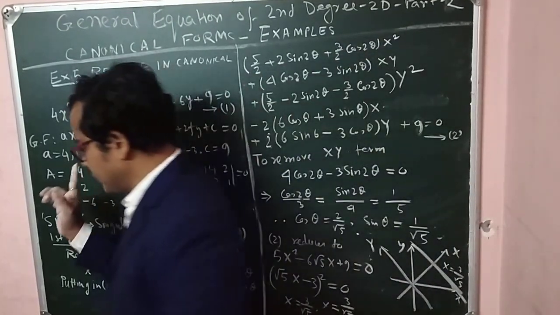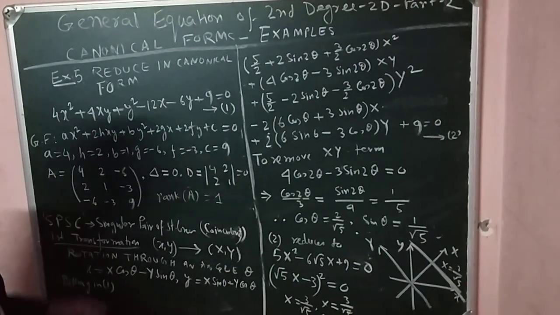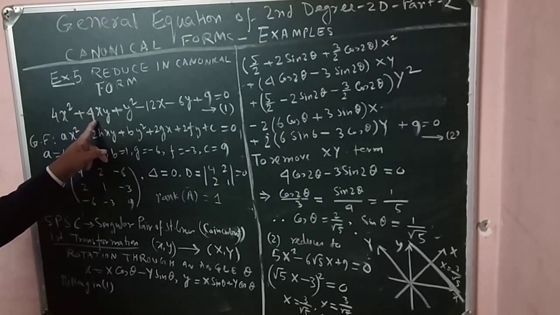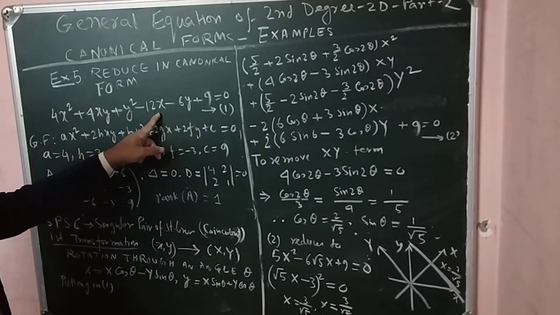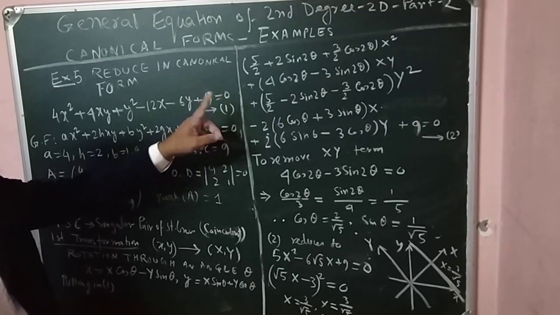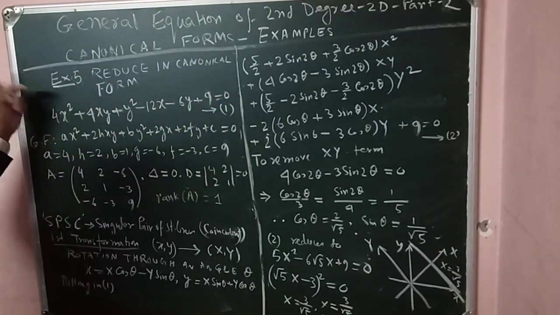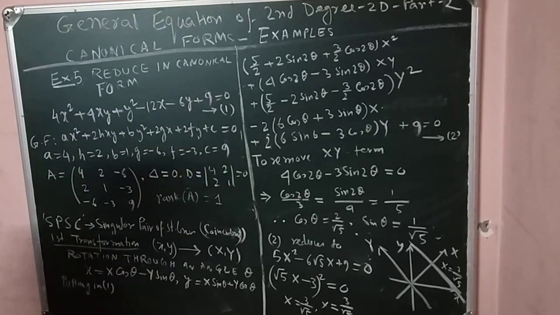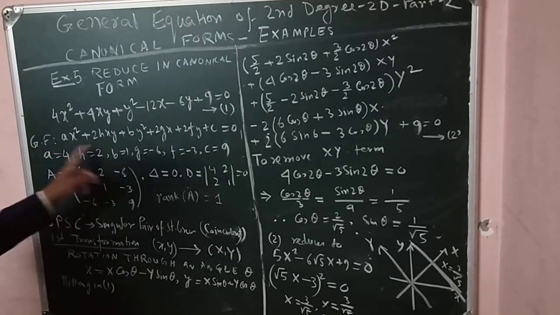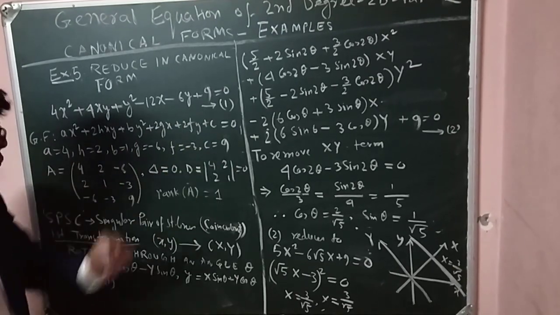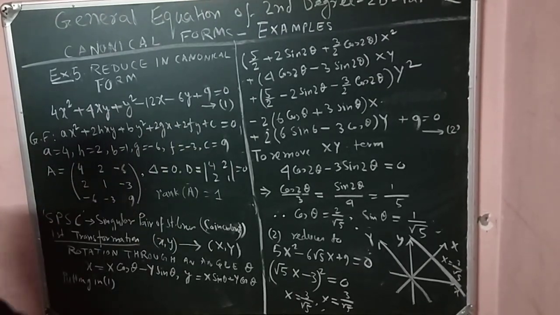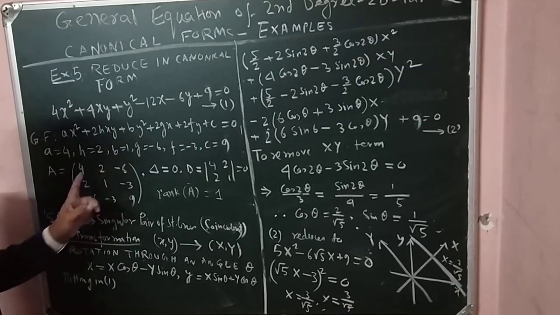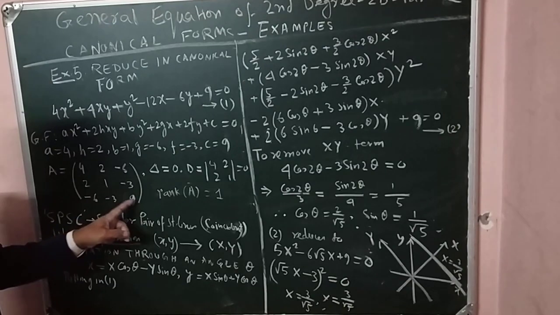So this is the last example under this category, reducing to canonical form 4x square plus 4xy plus y square minus 12x minus 6y plus 9 equal to 0. If we compare with example number 4, instead of 5 we have written 9. So comparing all these things, we find all the coefficients and we find the matrix A. What is the matrix A? This is 9 here: 4, 2, minus 6; 2, 1, minus 3; minus 6, minus 3, 9.